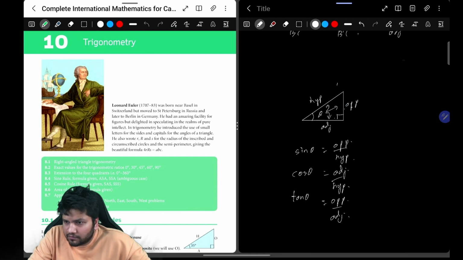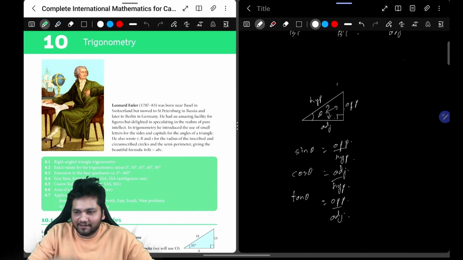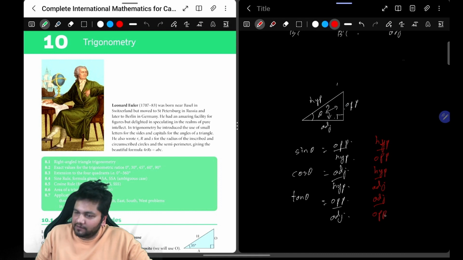No, no. So tell me, hypotenuse upon... Everything the other way around. Yes, correct. So there are other ratios also. So opposite upon hypotenuse. So you can think of this also: hypotenuse upon opposite, right? Then hypotenuse upon adjacent, and then adjacent upon opposite.